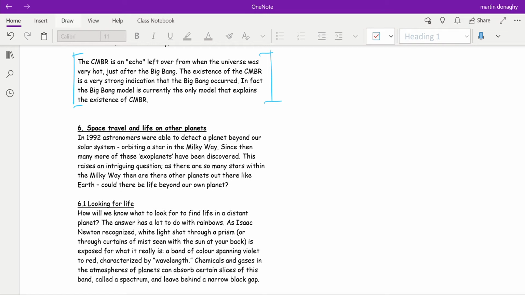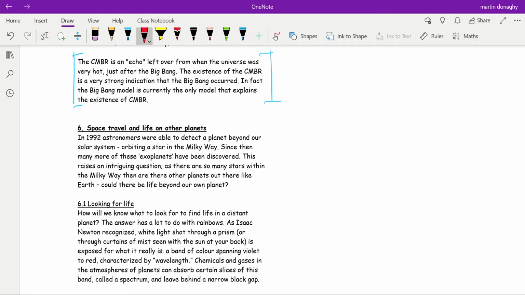A couple of ways we can detect planets: if this is a star, through a telescope all you will see is a dot of light. But what we can do is measure the brightness, and if there is a planet orbiting it, periodically that planet is going to move in front of the star, and when that happens, it blocks out some of the light.